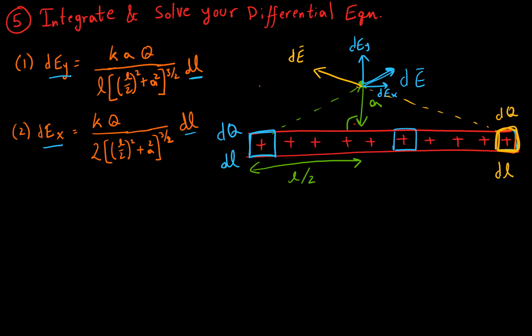Now if we break this down into its components, we see there is dEy and then there is dEx. Now if you look at this carefully, what you see is that the electric fields all in the x direction will cancel out. Meanwhile, the electric fields in the y direction will add together. So before we decide to go willy-nilly and solve these differential equations, we should always beware of symmetry.